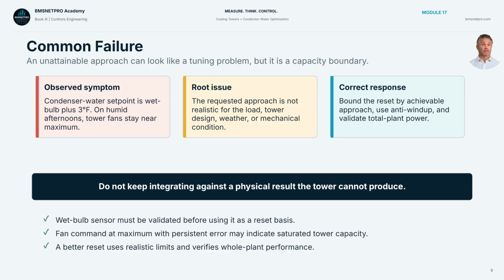A common failure is an unattainable approach. A site may reset condenser water to wet bulb plus 3 degrees. On humid afternoons, the towers cannot achieve the request, fans remain at maximum, and the control loop accumulates error. The wrong response is to make the loop more aggressive. The professional response is to validate wet bulb, check tower performance, bound the reset by realistic approach, apply anti-wind-up, and verify total plant power. The issue is not only a tuning problem, it is a physical capability boundary.